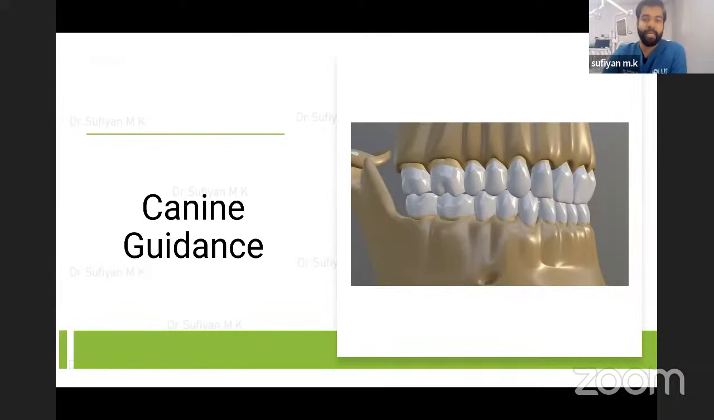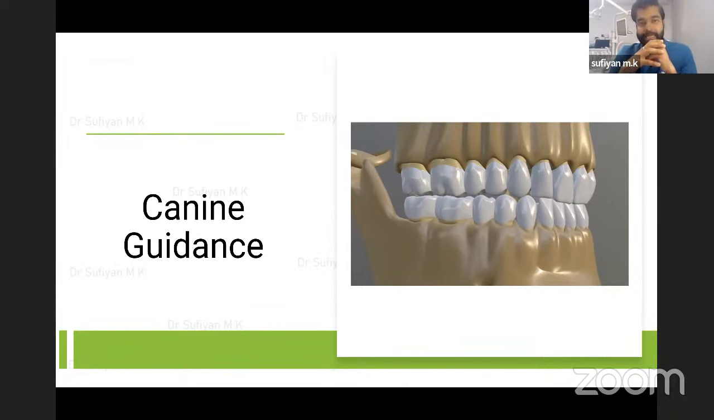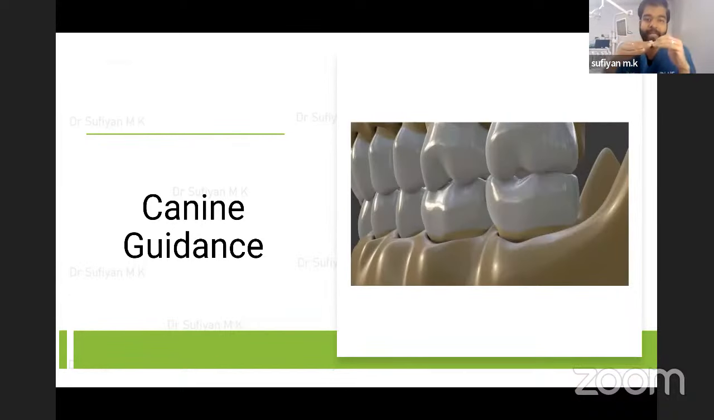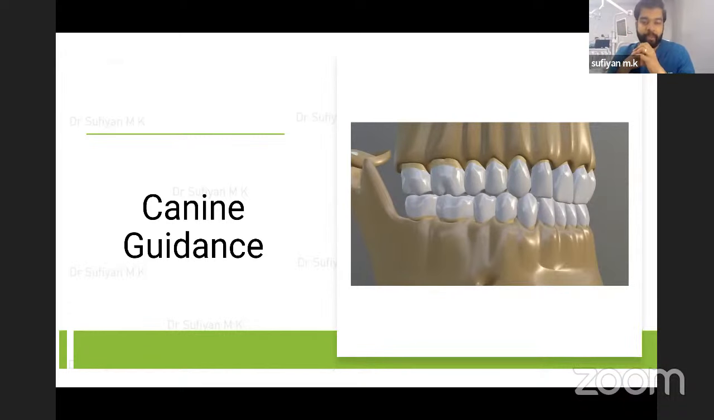Okay, so the next one is canine guided occlusion. So what is canine guided? You can do the exercise now: bite and try to move with the canine as the reference, take the mandible to the right side and stop at the point where the canines touch, pointed canine cusp to cusp in the maxillary and mandibular, and see if you have a gap between the teeth in the posterior.